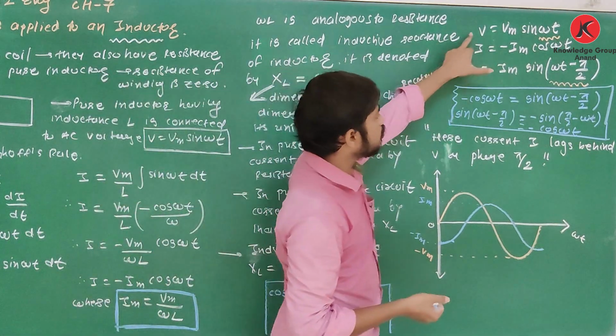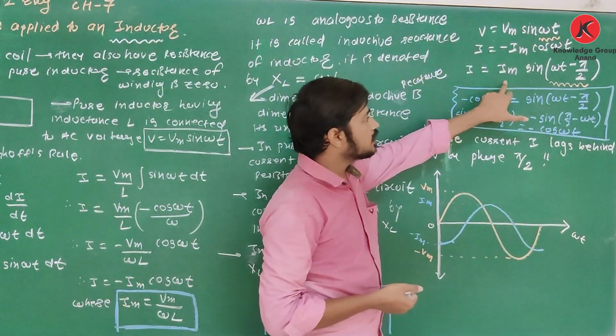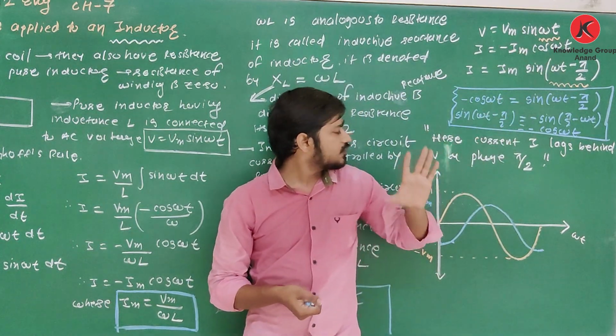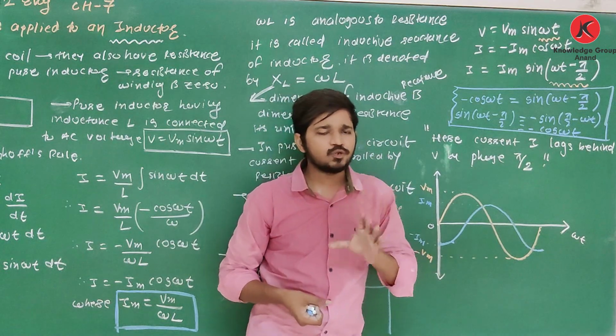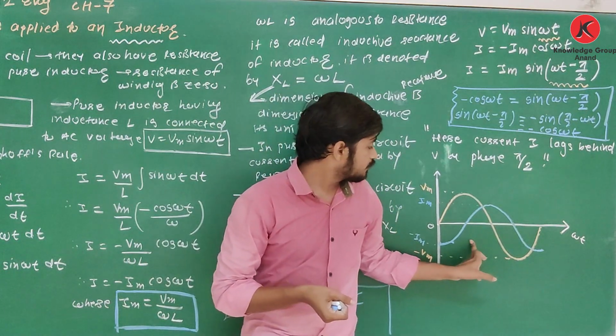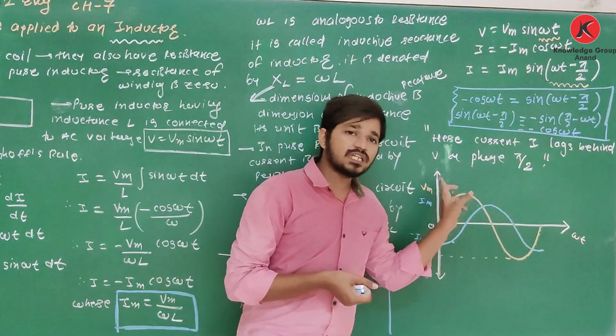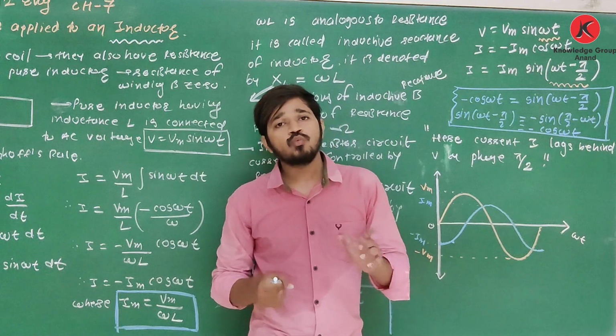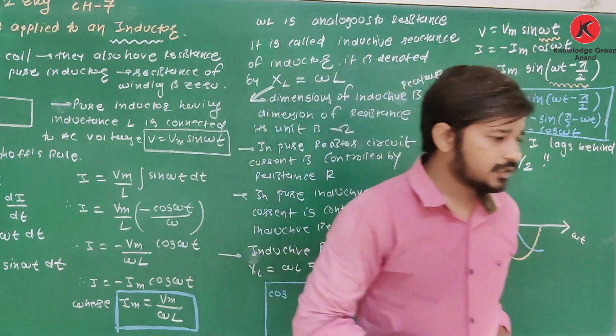Now the equation of V and the equation of I, we can convert like this. From these two equations, we can say that here current I lags behind voltage by phase pi by 2. Then it is the graph of AC voltage and AC current versus omega t. Clear about this? Now we will discuss power.